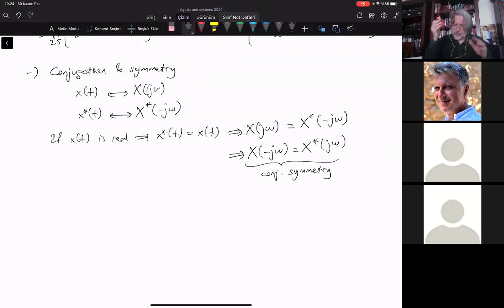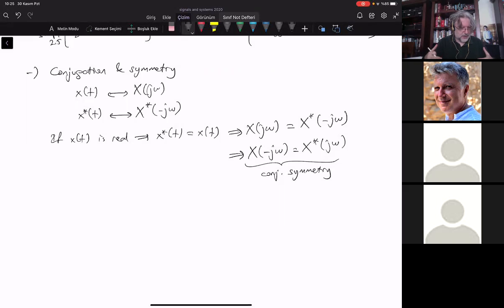It's like you have x of j omega and you have x of minus j omega, which is just a folded version around the omega axis. Instead of x of omega, you have x of minus omega, in other words, and that is equal to the original one's conjugate. So it is telling me that x of j omega is a symmetric signal for real signals. It is symmetric, but it's conjugate symmetric because it's complex valued.